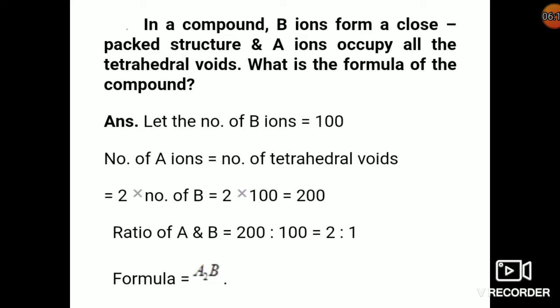So what is the ratio coming? The cation to anion ratio is coming as 200 is to 100, that is 2 is to 1. So if you are trying to derive the formula, your formula is coming as A2B. So the compound has the formula A2B.